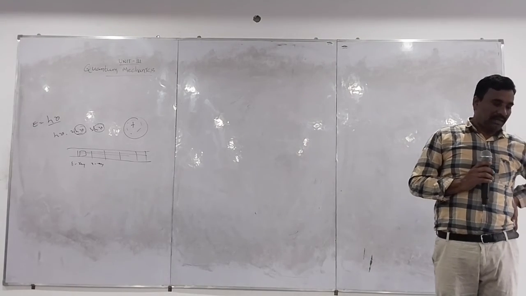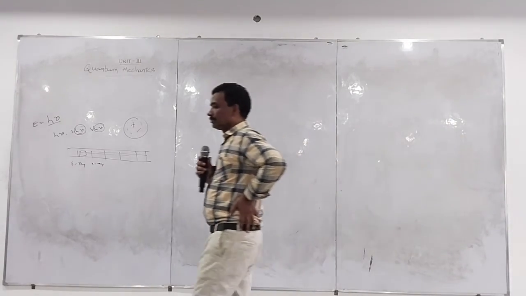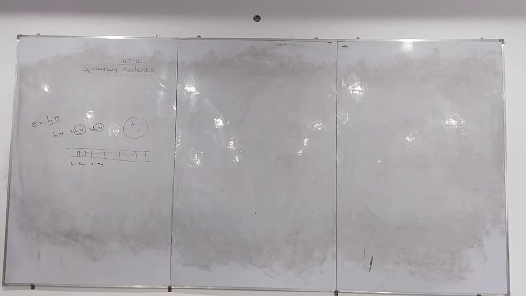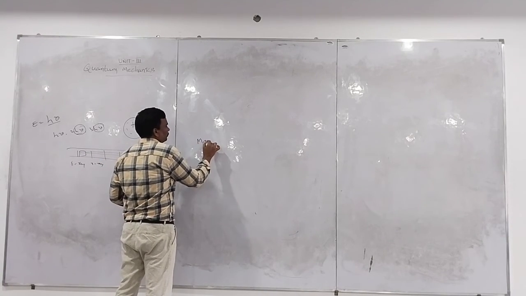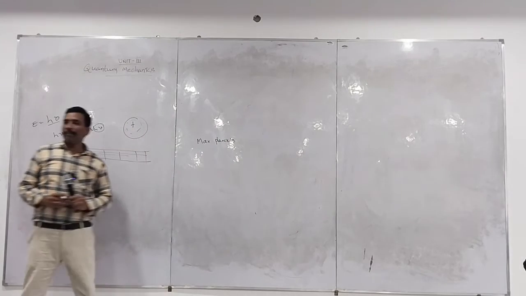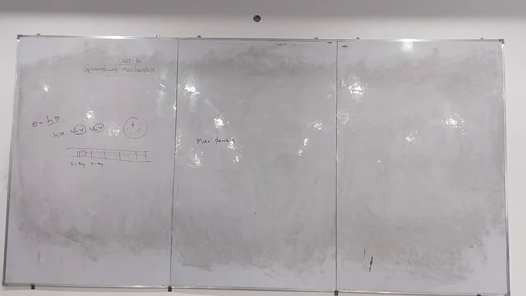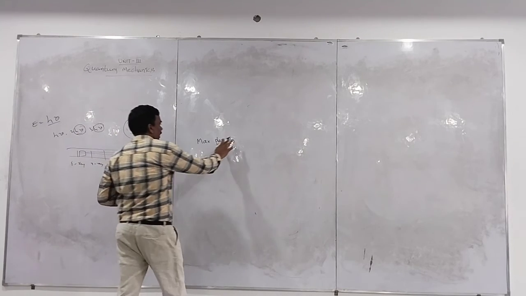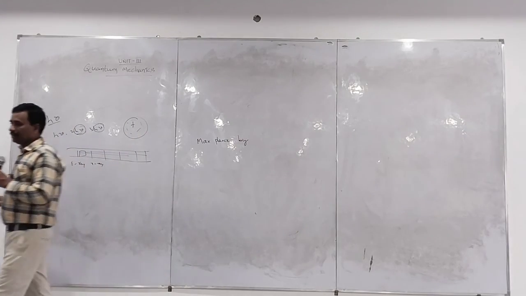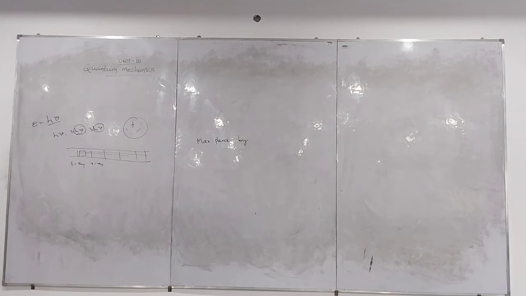Write on the next line: the experimental results on intensity distribution of black body radiation can be explained by Max Planck by introducing a revolutionary concept of radiation.